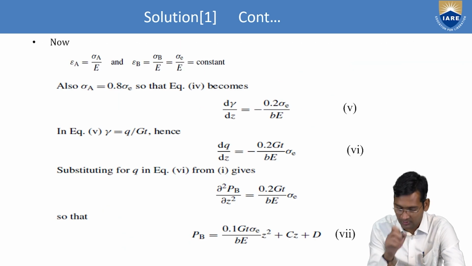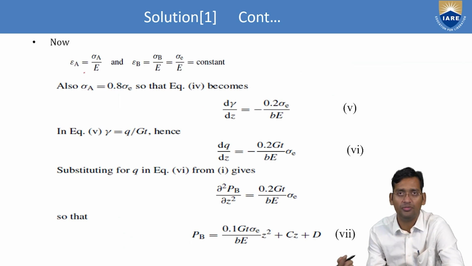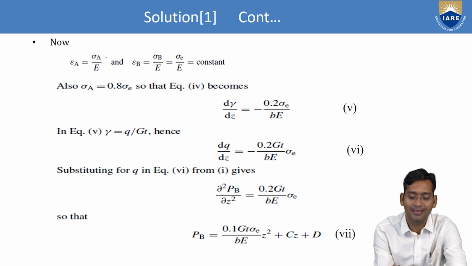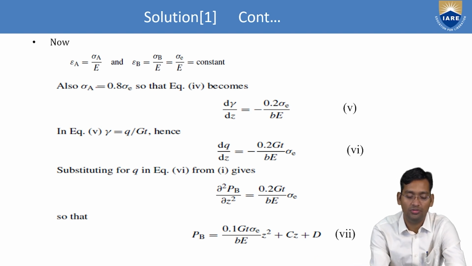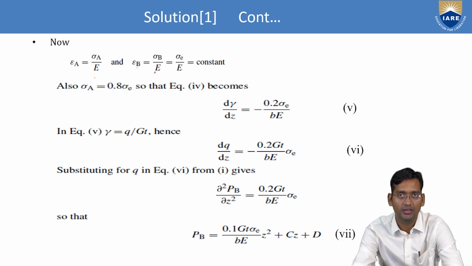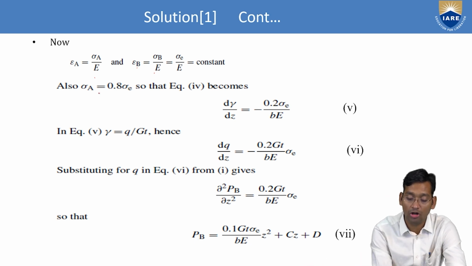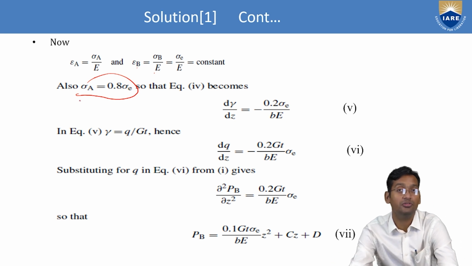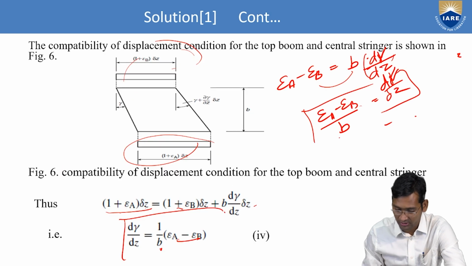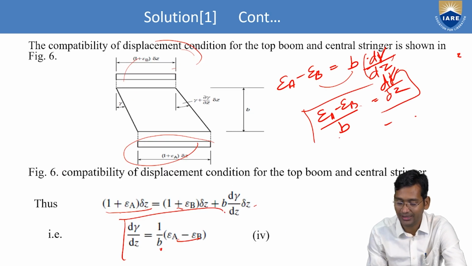Now what is epsilon A? We have to replace it in terms of stress. Strain is stress by Young's modulus. So epsilon A is sigma A by E. Similarly, epsilon B is sigma B by E, that equals sigma E by E as constant. Also it is given that sigma A is 0.8 sigma E, 80% of sigma E. So let's put the value. Just see here.